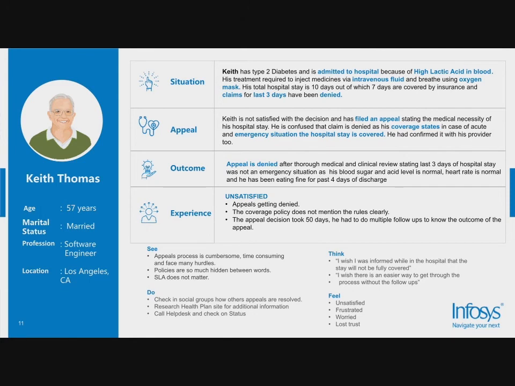So this is another member scenario that I want to walk you through. We have here Keith Thomas, who has type 2 diabetes and was admitted to hospital for treatment of high lactic acid. He stayed for 10 days, of which 7 days were paid for by the health plan, and the last 3 days of stay were denied. He was utterly confused because his coverage stated that hospital stay is covered in case of acute and emergency situations, and he confirmed it with his provider before getting admitted to the hospital. He was not happy with the outcome and filed for an appeal.